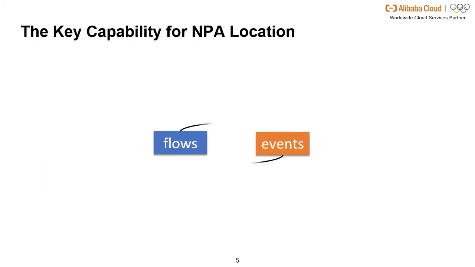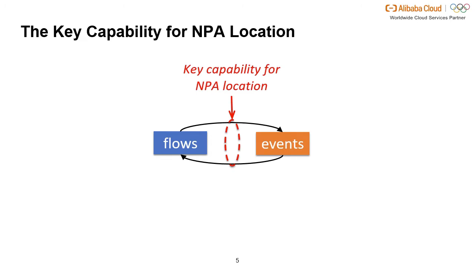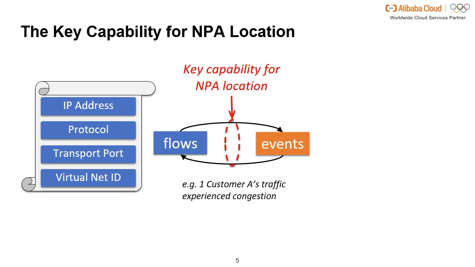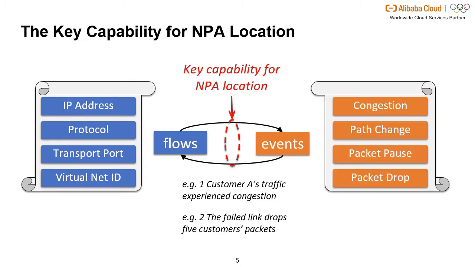To achieve fast NPA location, operators must be able to correlate flows and events. First, the monitoring granularity should be flow level, because precise information about where and how the application's traffic gets disturbed can significantly accelerate the cause location. Second, operators should be able to precisely capture all performance critical events, including congestion, path change, packet pulse, and packet drops.